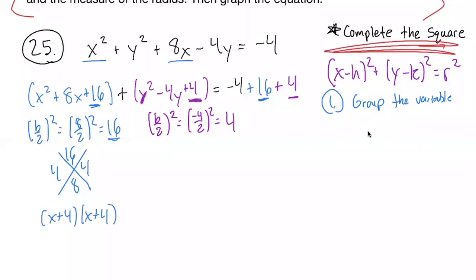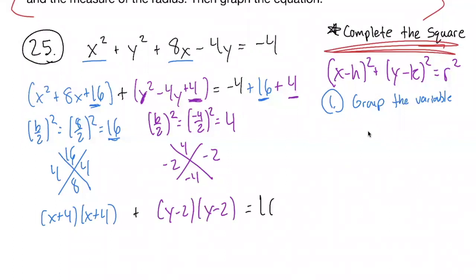In purple, 4 and negative 4. So negative 2, negative 2. Boom. 16.